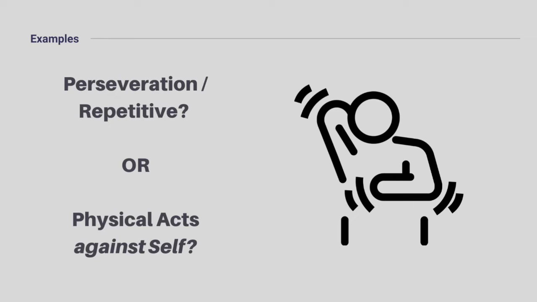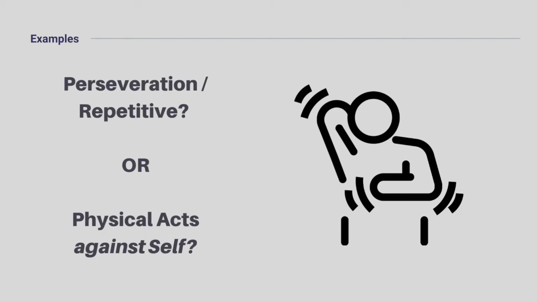For example, a person may persistently scratch their head that causes bleeding. This fits descriptions of both physical acts against self and perseveration/repetitive behaviors. In this case, scoring requires some personal judgment. If the repetitive nature of the behavior seems more prominent than the self-harming aspect, it should be scored under perseverative or repetitive behaviors.